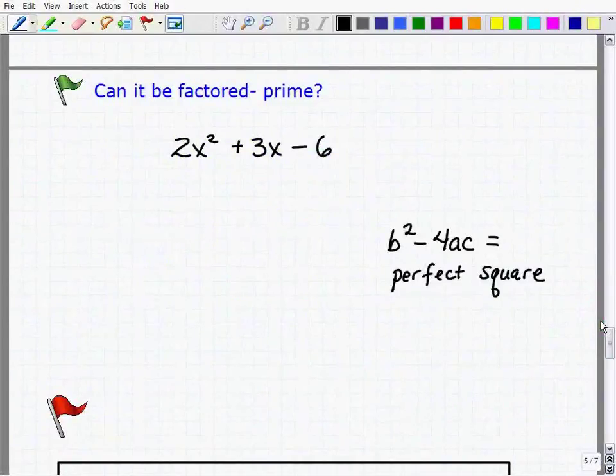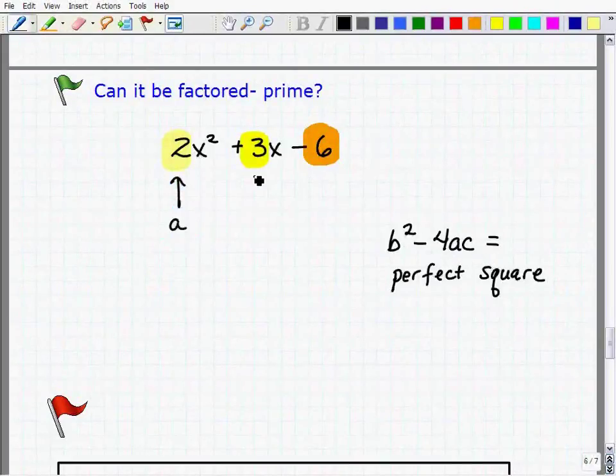How do you know if a trinomial can be factored or not? Well, a little trick is this. You can take a look at what we call the discriminant. Standard form. Each one of these coefficients is assigned a variable, and usually it's A, B, and C. So this middle term's coefficient here, in this case it's 3, is going to be B. The last, or the constant number, is going to be C, and then the leading coefficient is going to be A. So let's take a look at what b squared minus 4ac is in this particular problem.